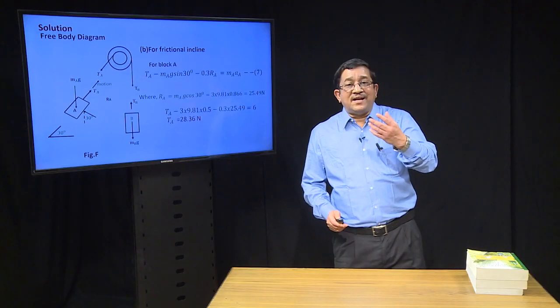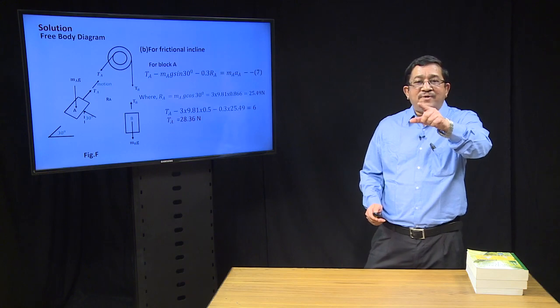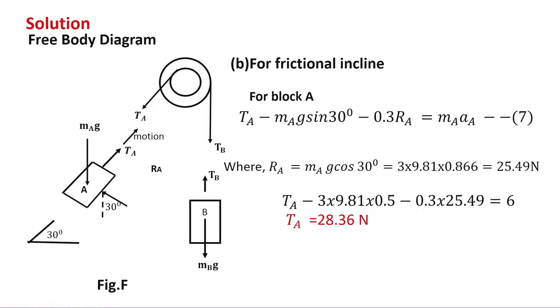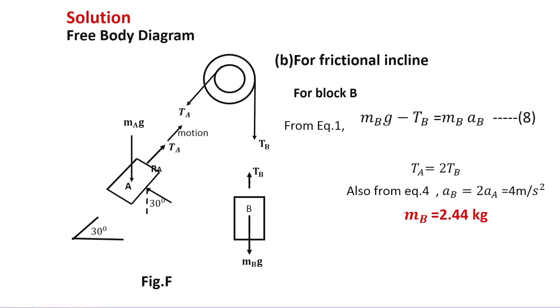Now, for the frictional incline, the relationship is the same, only we have included the 0.3 Ra term in equation number 7. Solving it again, we get the magnitude of Ta as 28.36 Newton. Applying the equation of motion for the frictional incline, ultimately from equation 8 and putting Ta equal to twice Tb from equation 1, we get this relationship and the magnitude of mb as 2.44 kg.